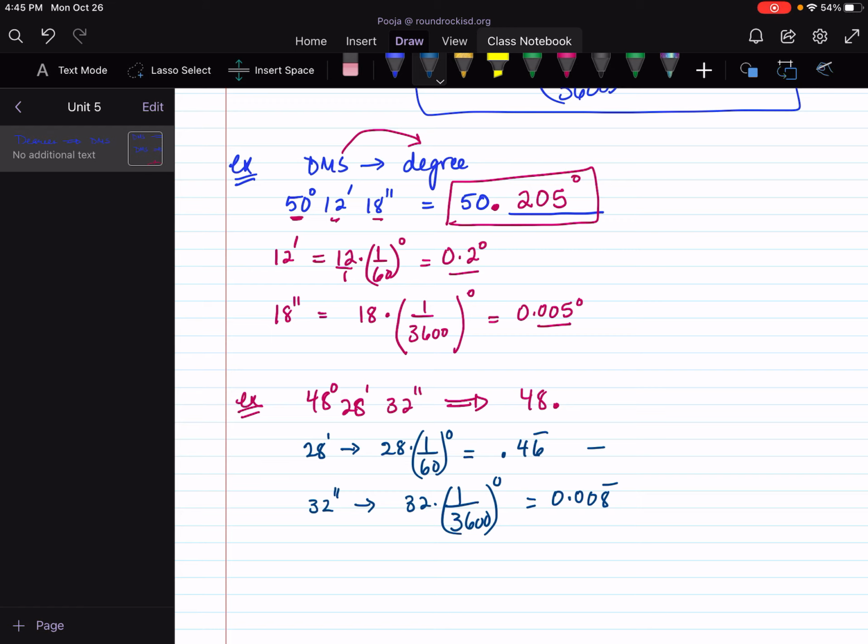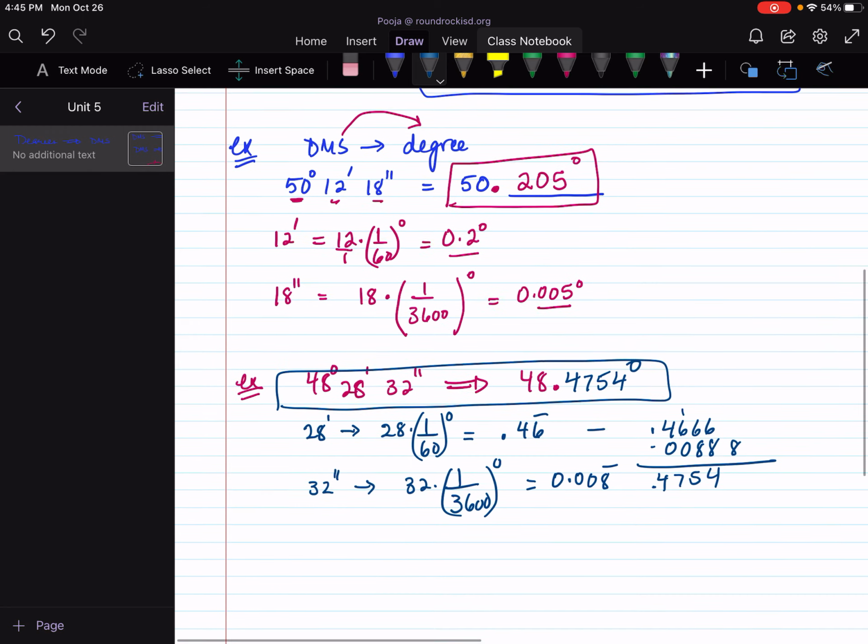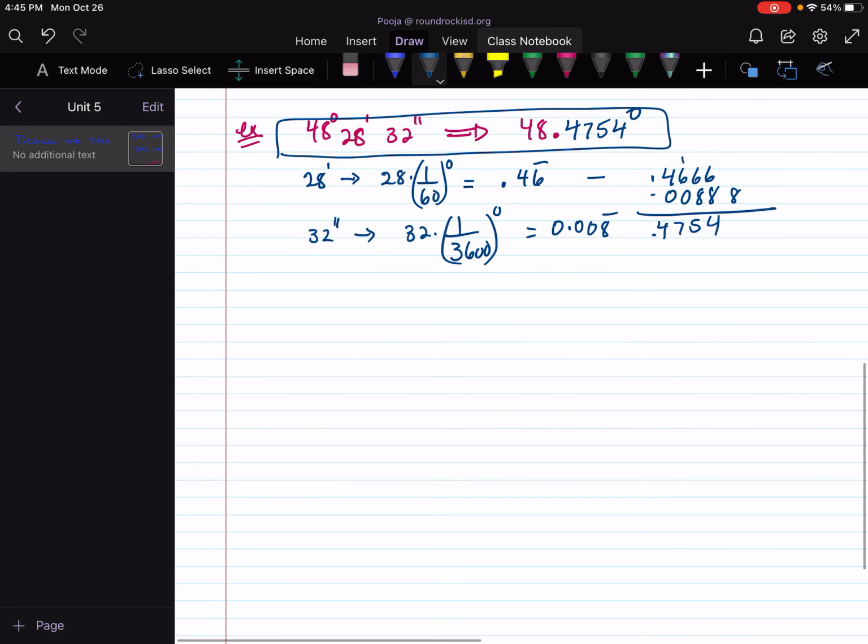Now let's put it back together. This is kind of like 0.4666, and this is 0.00888. If I were to add them, about 0.4754-ish degrees. And I have done that conversion. All right, what if it was backwards?